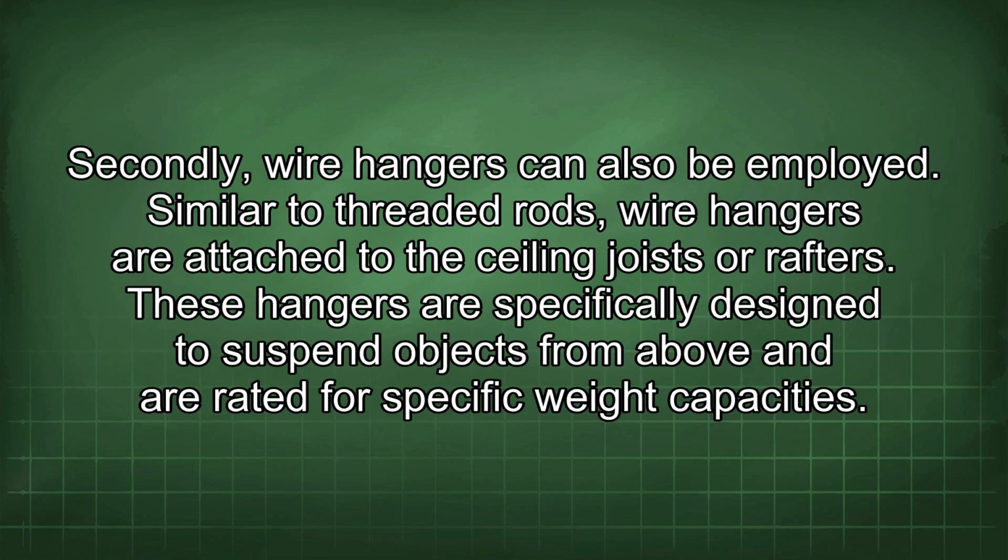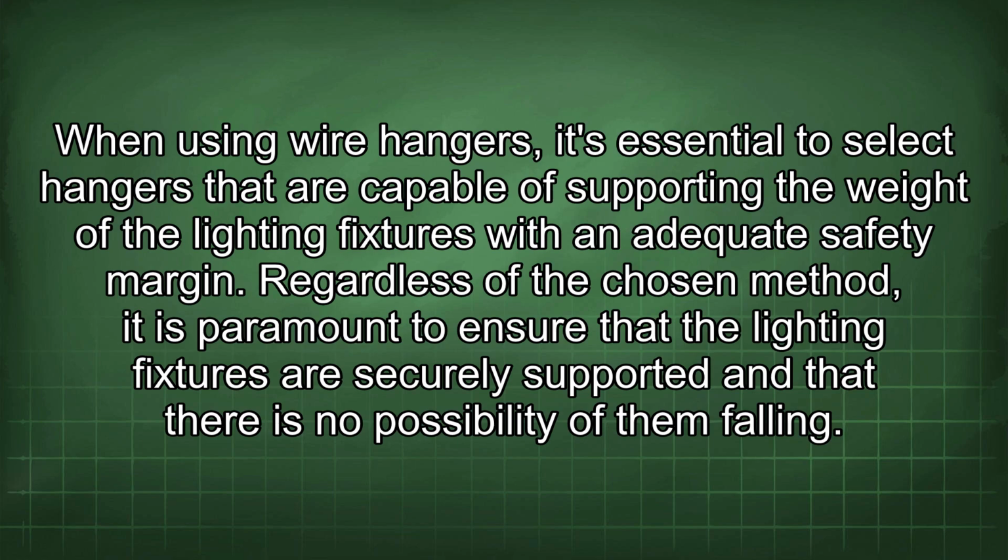Secondly, wire hangers can also be employed. Similar to threaded rods, wire hangers are attached to the ceiling joists or rafters. These hangers are specifically designed to suspend objects from above and are rated for specific weight capacities. When using wire hangers, it's essential to select hangers that are capable of supporting the weight of the lighting fixtures with an adequate safety margin. Regardless of the chosen method, it is paramount to ensure that the lighting fixtures are securely supported and that there is no possibility of them falling.